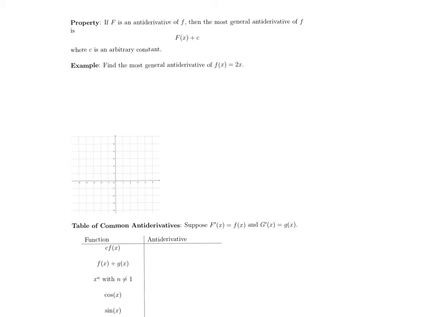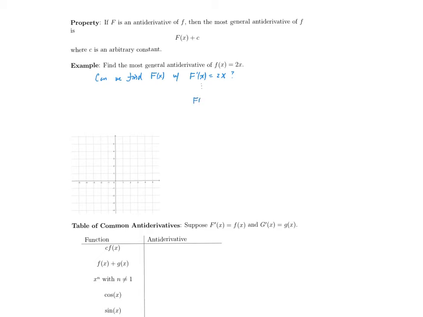And I'd like you to pause your video and take maybe a minute or so and write out the most general antiderivative. And hopefully at this point you have done so. Now if you're struggling to come up with an antiderivative, let me write this slightly differently. Can we find a function big F of x with the derivative of big F equal to 2x? That is, what function, when differentiated, gives you back 2x?